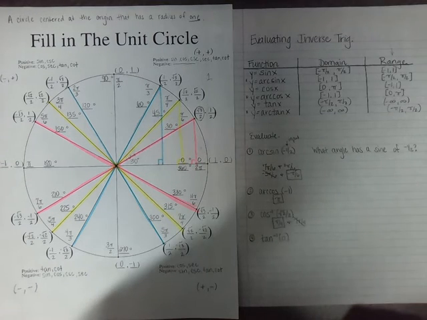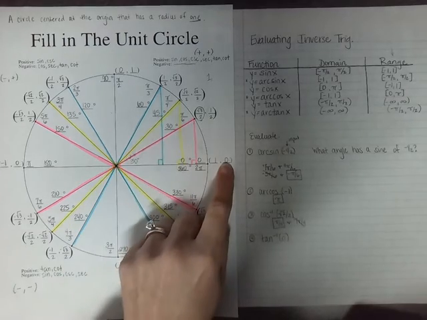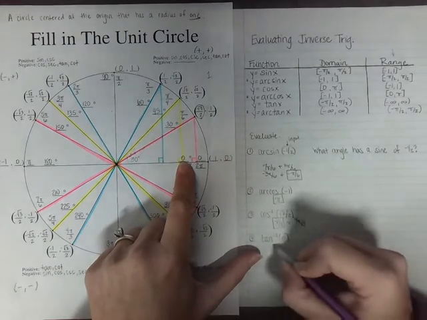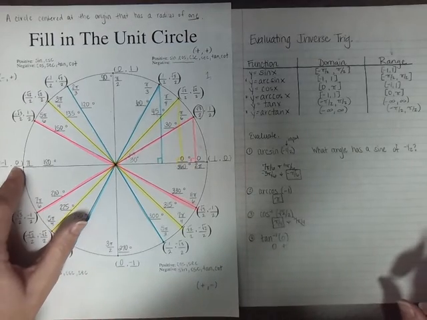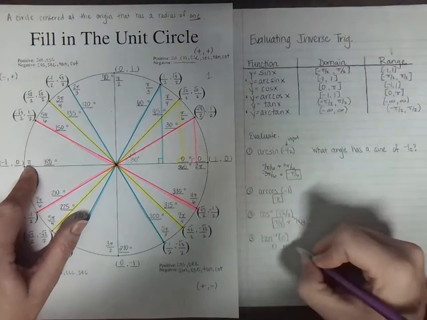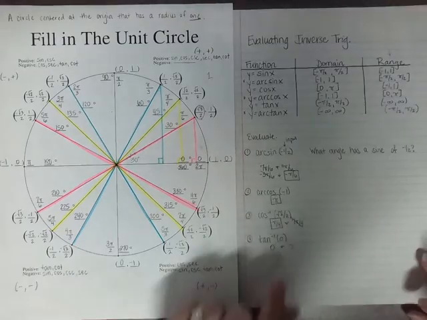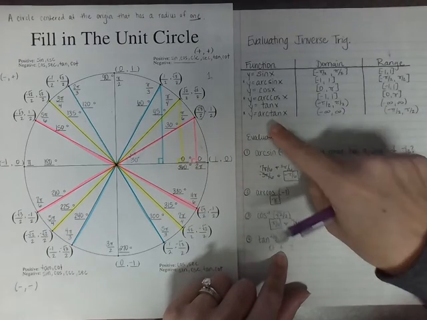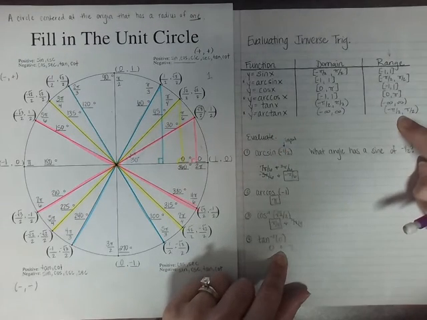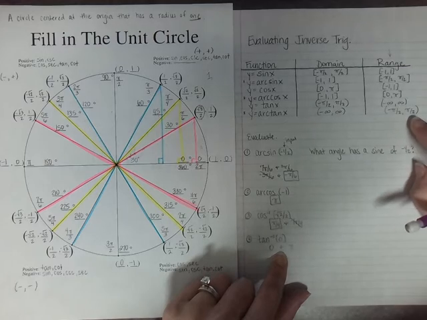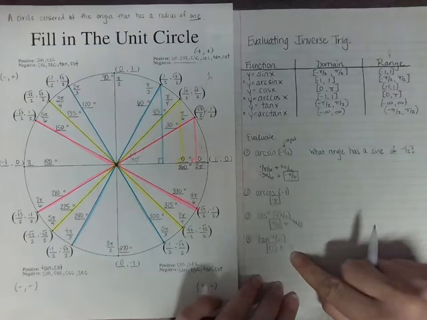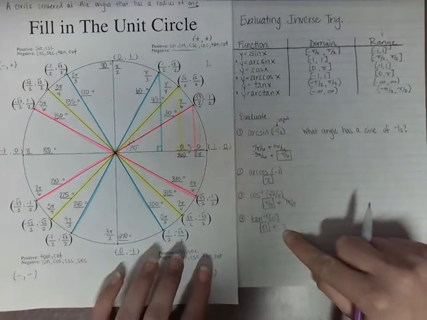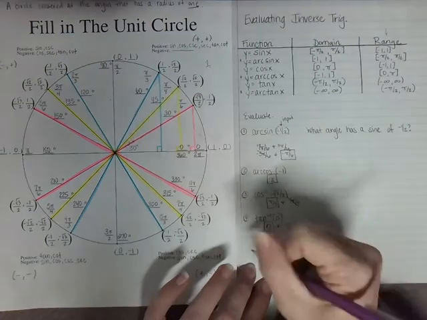So where is our y value 0? That would be here at 0 radians, and it would also be here at pi radians. So 0 and pi. Which of those fits into arctan's range? So from negative pi halves to pi halves, 0 would fit in there. Pi would be too large. All right, let's do a couple more.